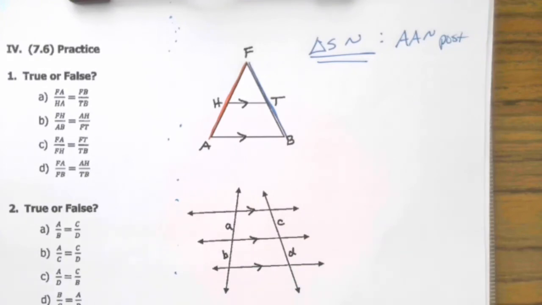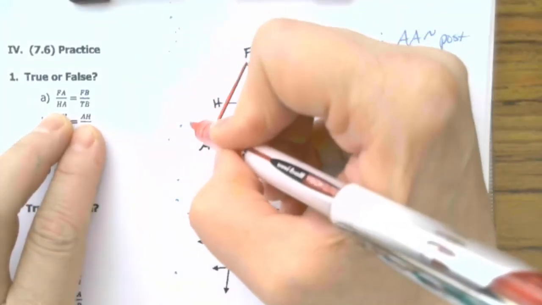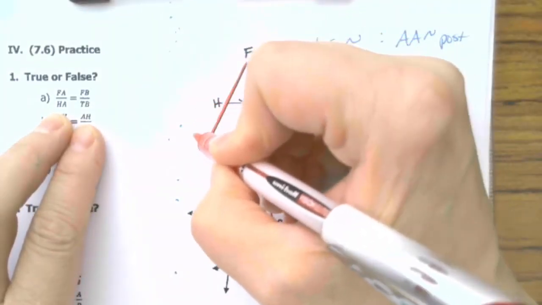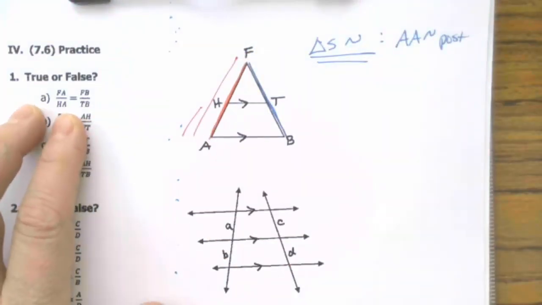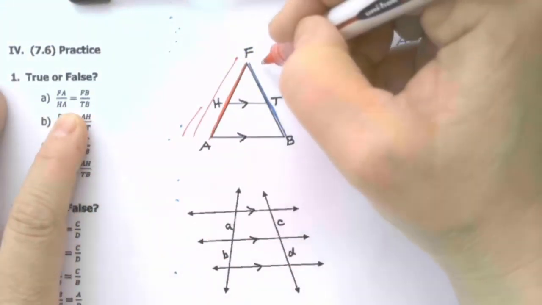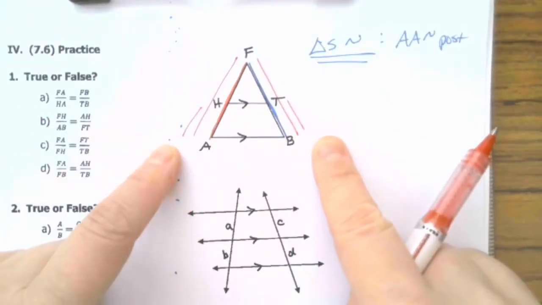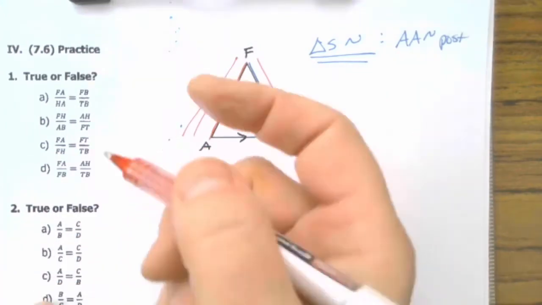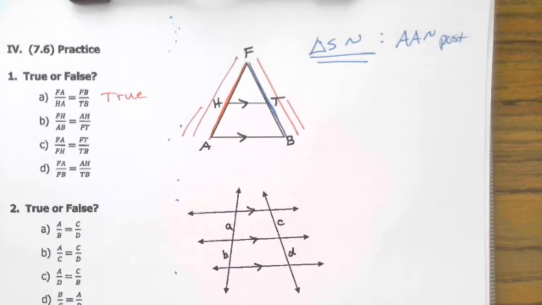Okay, so I'm going to use different colors here to try to help it out. FA over HA equals, now on the right, FB over TB. See how those are actually the same pieces and parts left and right? So that one is true. Let's go on to the next one.